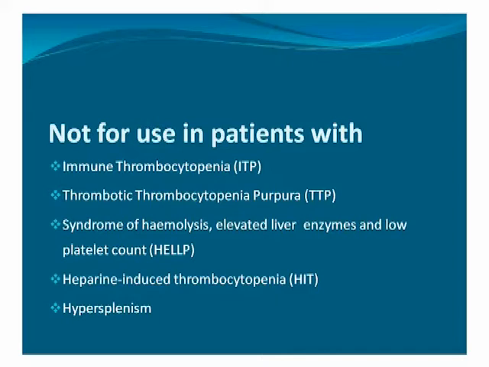When you have a patient with immune thrombocytopenic purpura, thrombotic thrombocytopenic purpura, the syndrome of hemolysis with elevated liver function and low platelet count, HELLP syndrome, heparin-induced thrombocytopenia, or hypersplenism, if there is no life-threatening bleeding, you will have to treat the cause of that thrombocytopenia.